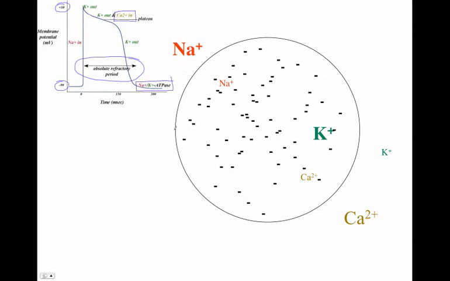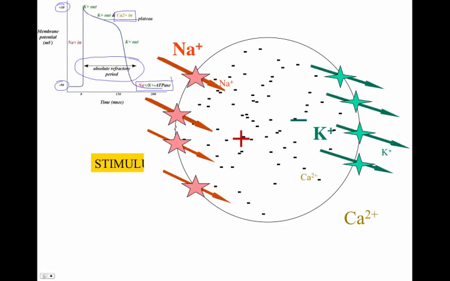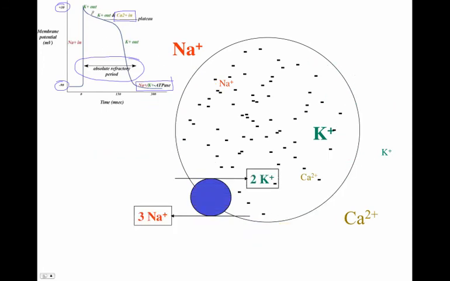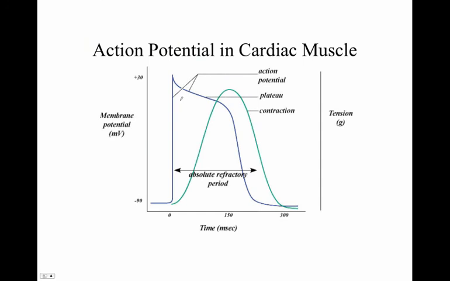So we're still going to have a stimulus that is going to create similar changes of sodium in and potassium out, as well as calcium coming in as potassium's going out. These changes then create an action potential that we still reset through ATP and our sodium potassium ATPase pump.